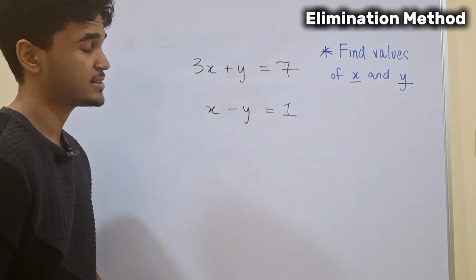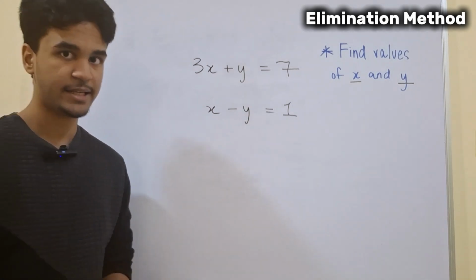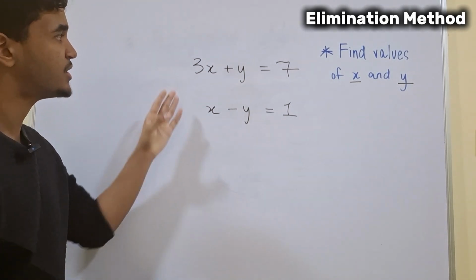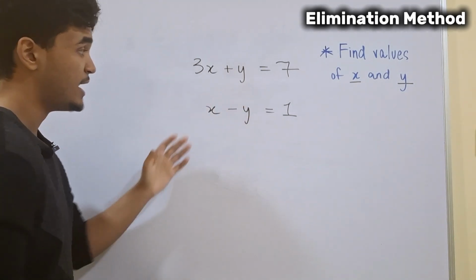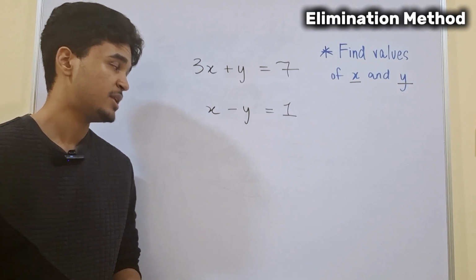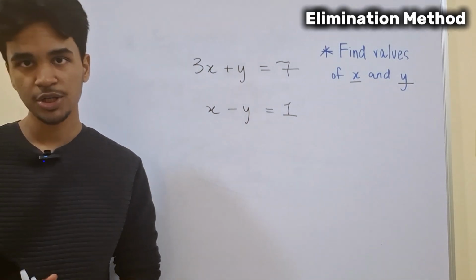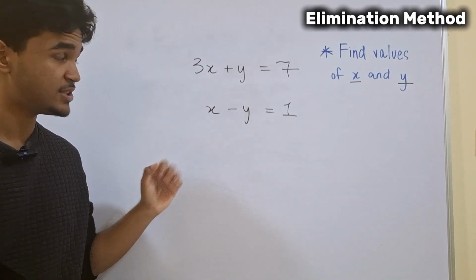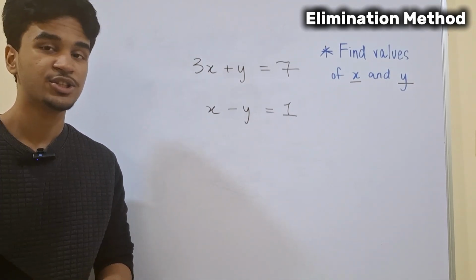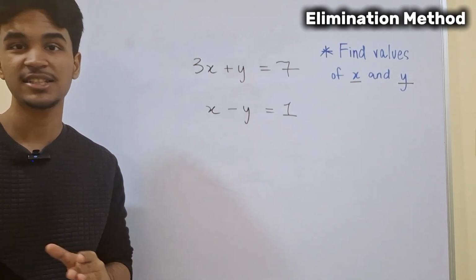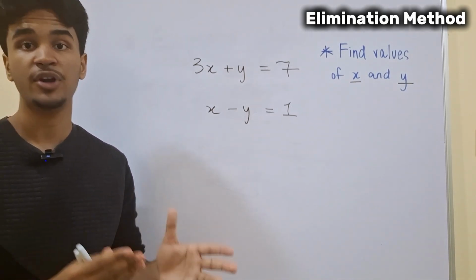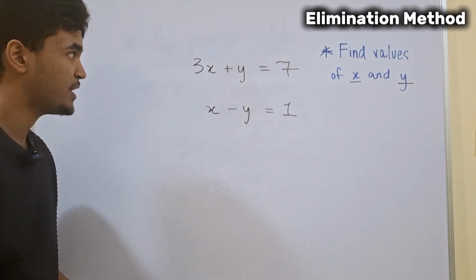This question here asks us to find the values of x and y. So let's do that. This question has two equations, 3x plus y equals 7 and x minus y equals 1. So in order to use the elimination method to solve this, what you want to do is that when you have these two equations, you can either add or subtract them together so that one of the variables get cancelled out, they get eliminated, so that it is easier to find the value of the variable that is left. So how do you do that?